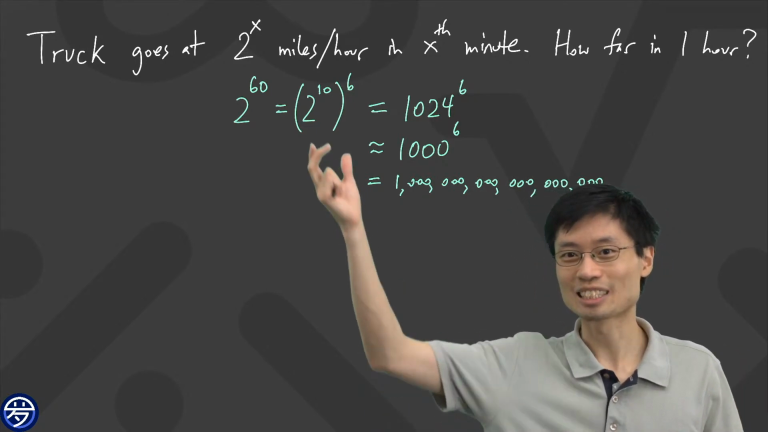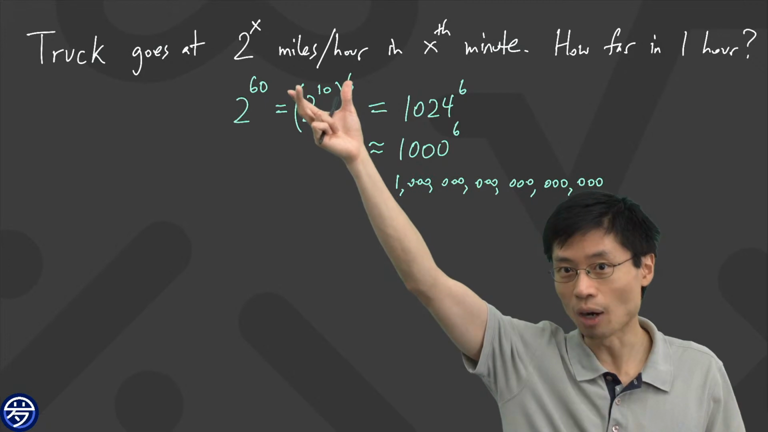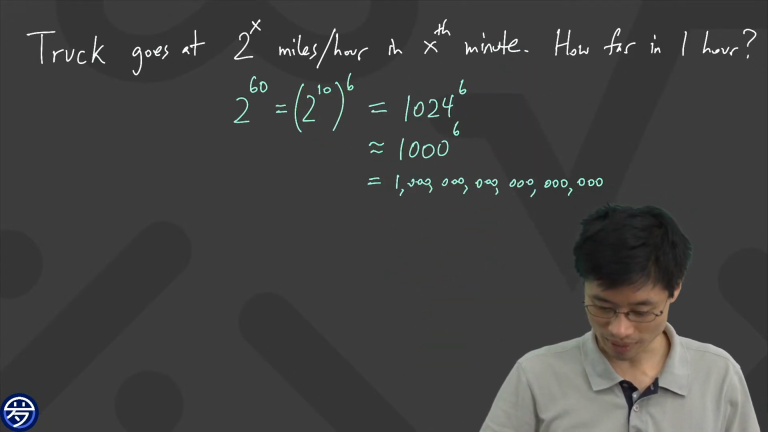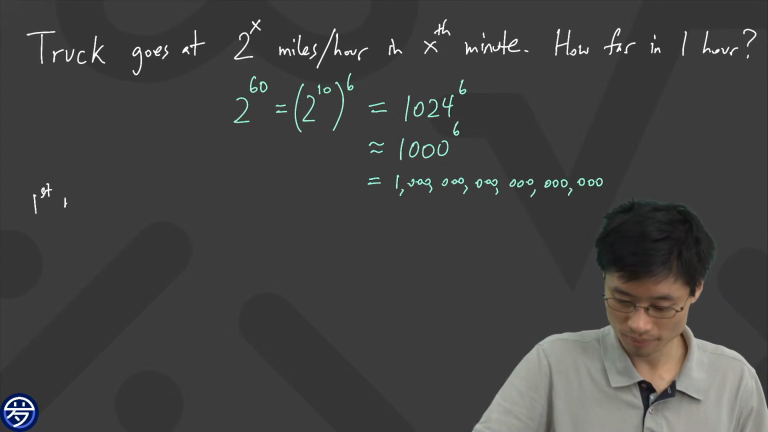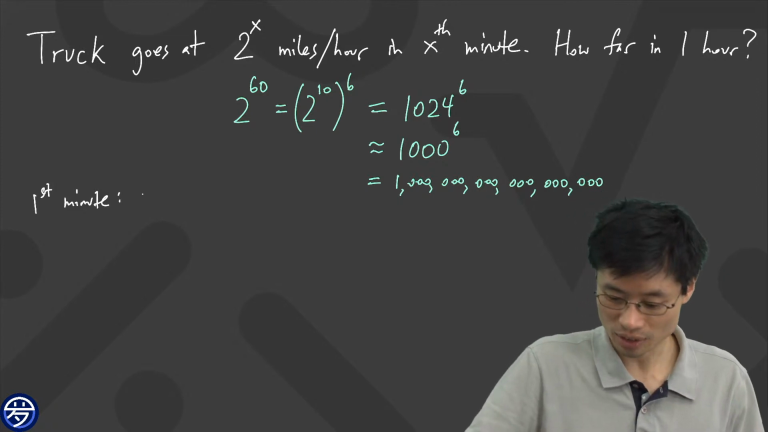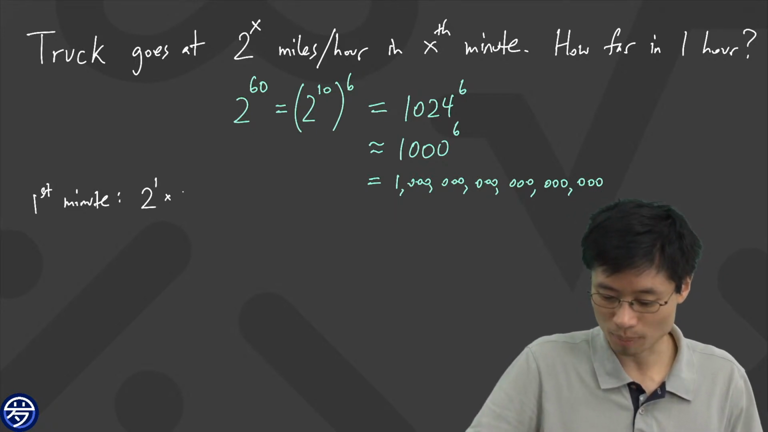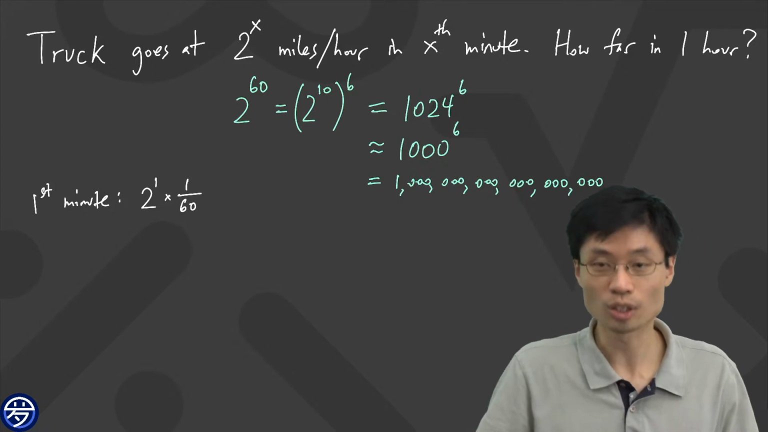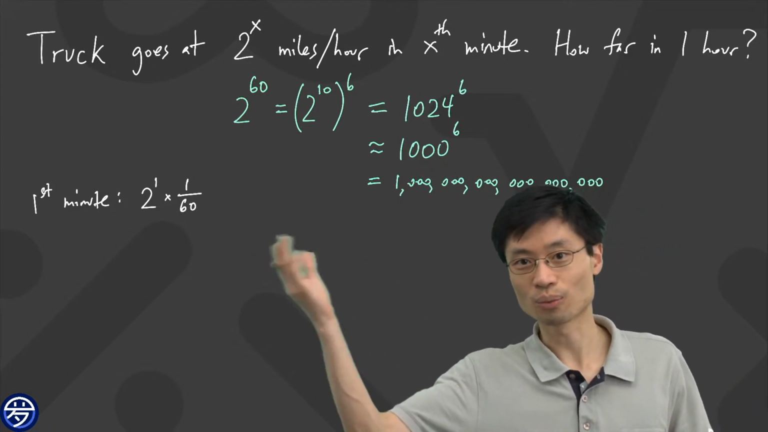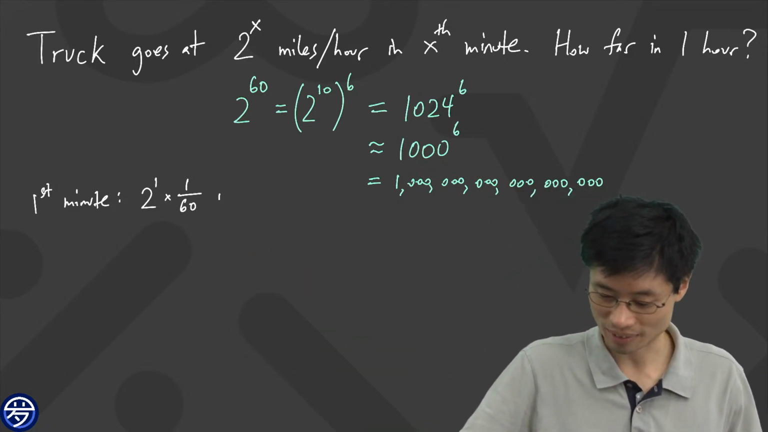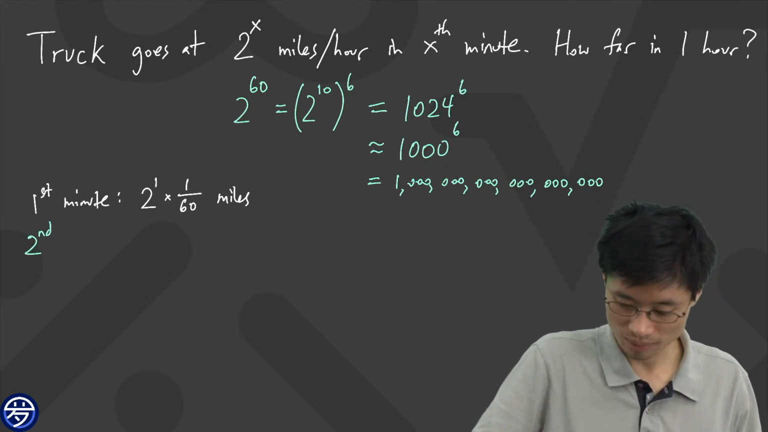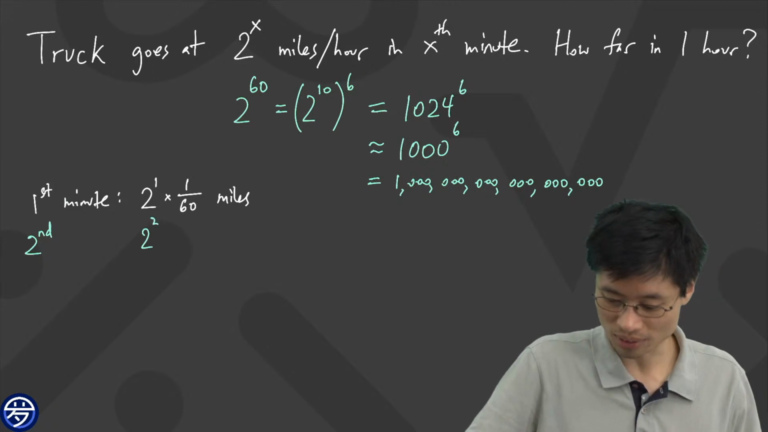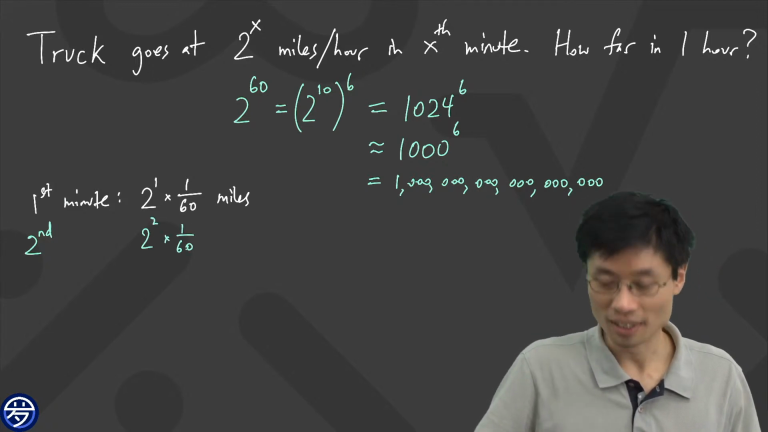But yes, if you actually want to do this problem, it's not that hard to do in theory. If you're going this many miles per hour for 1 minute, then in the first minute, the distance you've gone is 2 to the power 1 times the number of hours. It's 2 to the power 1 miles per hour for 1 minute, that's how many miles you've gone. And in the second minute, you go 2 to the power 2 times 1 over 60. And so this keeps going.